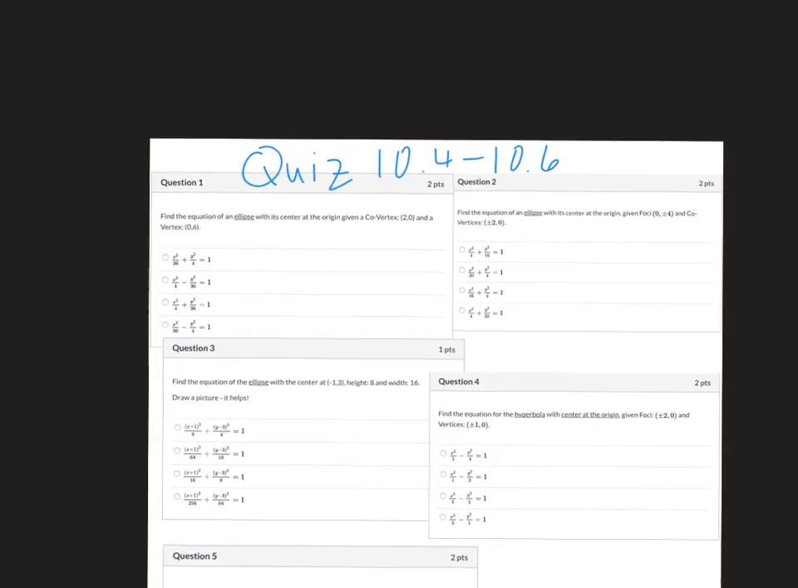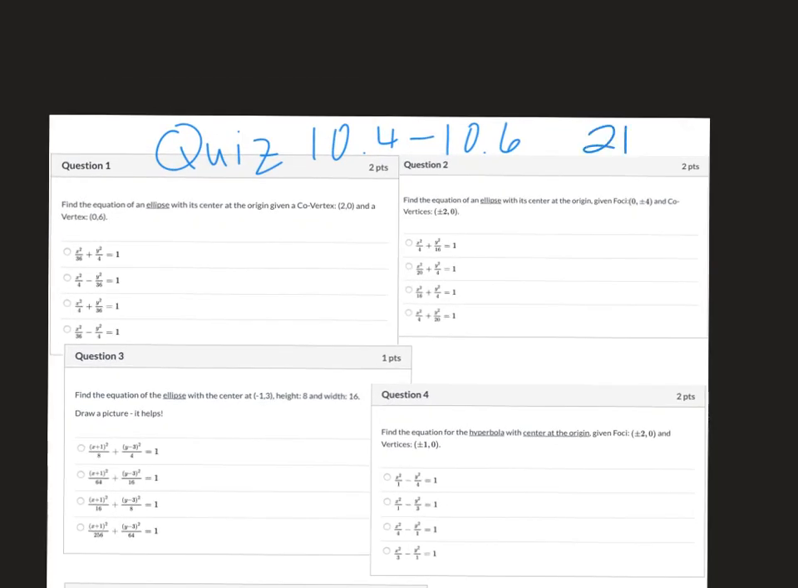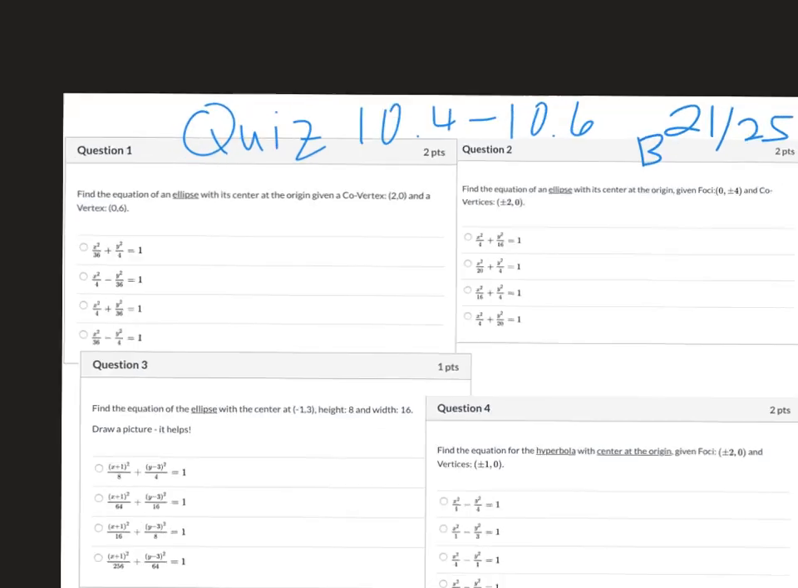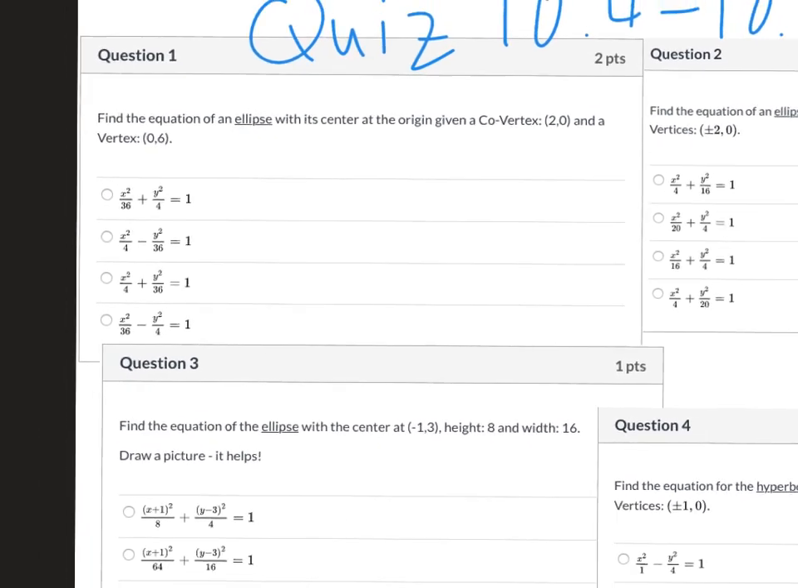The quizzes were really good, by the way. The average was a 21 out of 25, which is a B. This is one of the hardest chapters that we do in Algebra 2, so that was great. All right, let's get started.